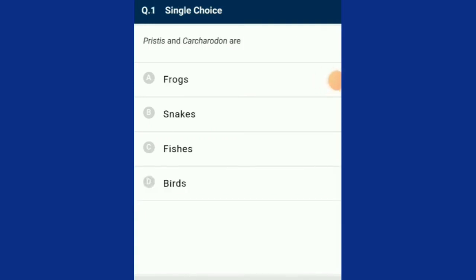From zoology, section A followed by section B. From section B, totally there are 15 questions given. From the 15 questions, you are asked to mark 10 questions.